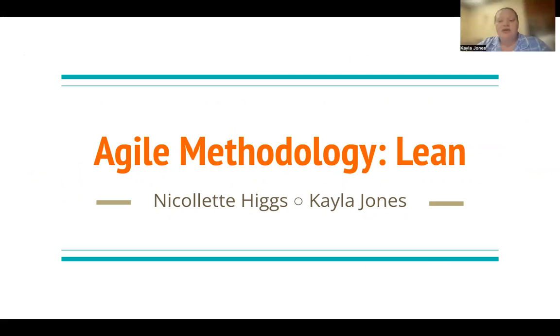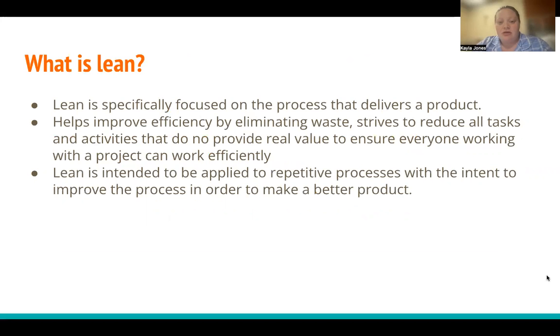and we are going to explain the Lean Agile methodology. So, what is Lean? It is a method that is specifically focused on the process that delivers a product. It helps improve efficiency by eliminating waste, strives to reduce all tasks and activities that do not provide real value in order to ensure that everyone working with a project can work efficiently. And Lean is intended to be applied to repetitive processes with the intent to improve the process in order to make a better product.